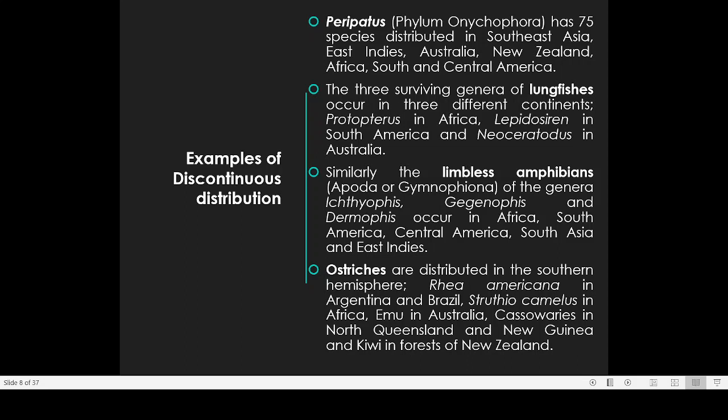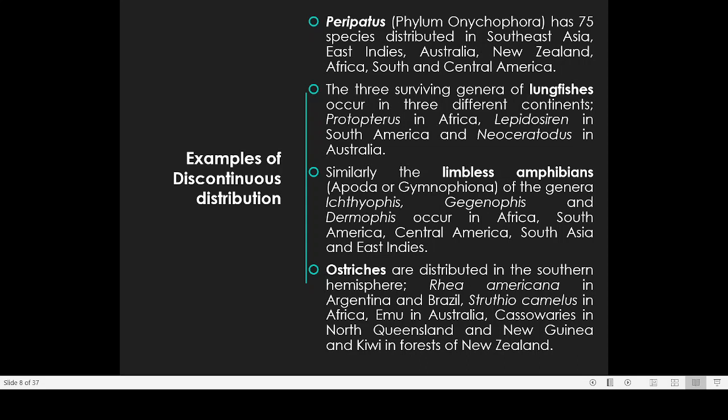Then the cassowary is in North Queensland. Cassowary is also present in Australia. North Queensland is a part of Australia. And also New Guinea, an island near Australia. Then kiwis are present in the east of New Zealand.